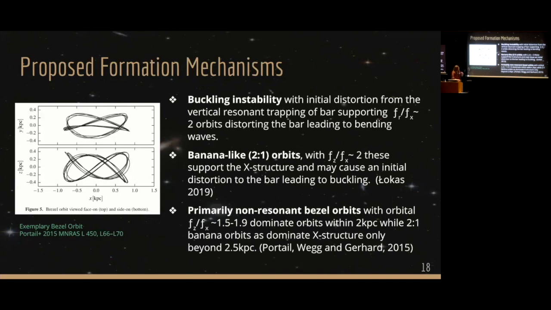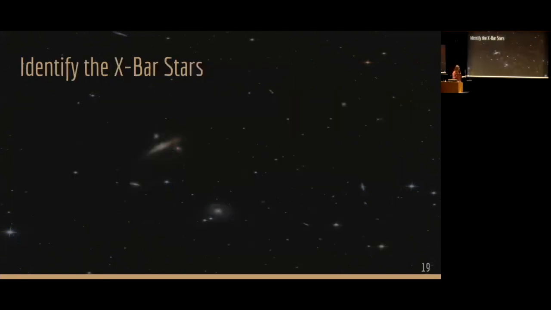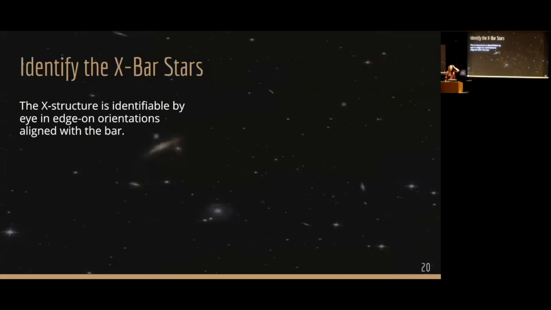So now we have an idea of what these might be, where they might be coming from. So the next step was to go into the simulation and actually identify the X bar stars. It's identifiable by eye. It's pretty much what I've been saying this whole time. Every time I point it out, like look at this background, you can still see NGC 128 on there. You can see the X, right? But that doesn't actually tell you how to grab the X.